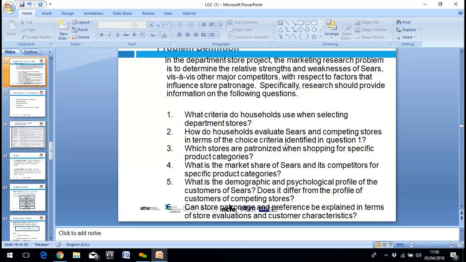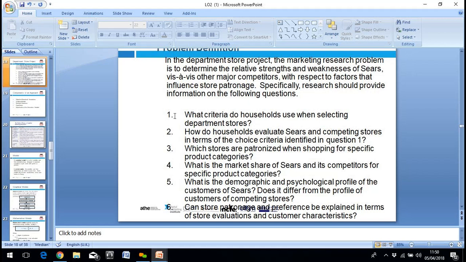How do households evaluate Sears and competing stores in terms of choice criteria identified in question 1? Which stores are patronised when shopping for specific product categories? What is the market share of Sears and its competitors for specific product categories? What is the demographic and psychological profile of the customers of Sears, and does it differ from the profile of customers of the competition? Can store patronage and preference be explained in terms of evaluation and customer characteristics?